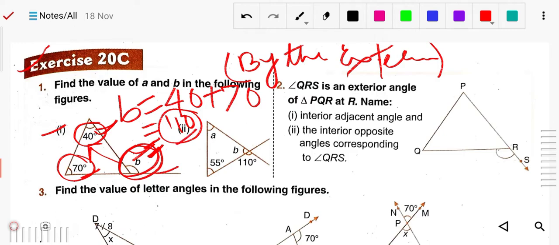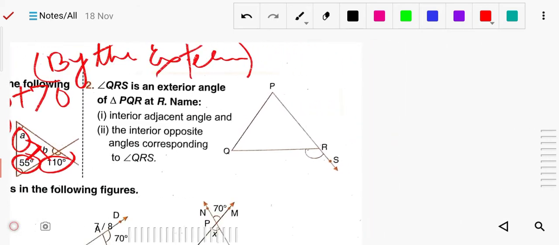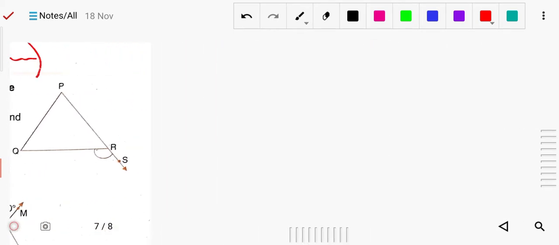Now number 2, how will you solve it? In this number 2, where is the exterior angle? You can see here this 110 is the exterior angle of these two, this angle a and 55 degrees, and it will be equal to 110. Yes or no? Yes, it will be equal, because this 110 is the exterior angle and it equals angle a plus 55 degrees. So first of all you can write like this for number 2.